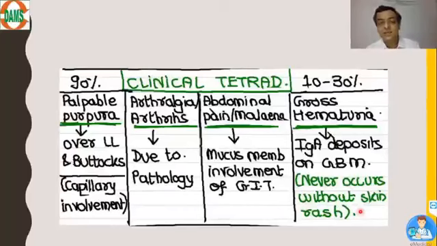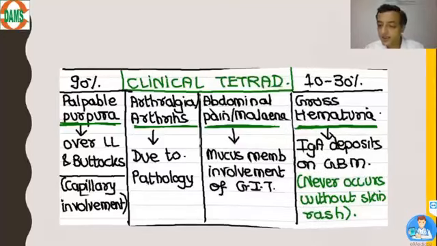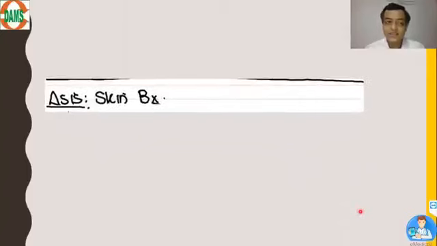IgA nephropathy, the differential can be Henoch-Schönlein purpura. But IgA nephropathy is only kidney. Henoch-Schönlein purpura is multi-organ rheumatology. So skin rash is always there when we talk about Henoch-Schönlein purpura. Okay, so this is our point. So clinical trial. What is next?